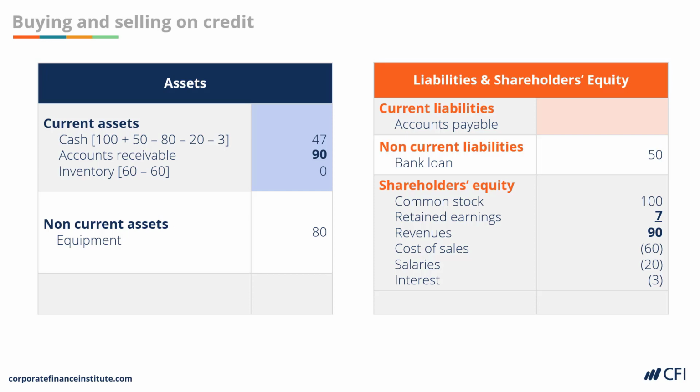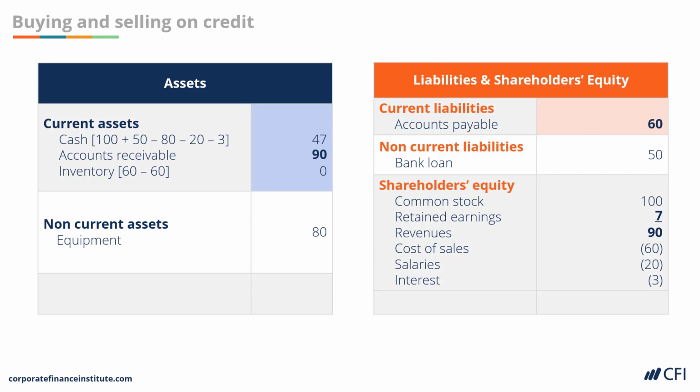If the company initially purchased its inventory on credit, it would record an inventory increase of 60 and then a reduction of 60 when the inventory was subsequently sold. So the net inventory balance is still 0. Because the inventory has not actually been paid for with cash, an accounts payable balance of 60 is recorded under current liabilities.